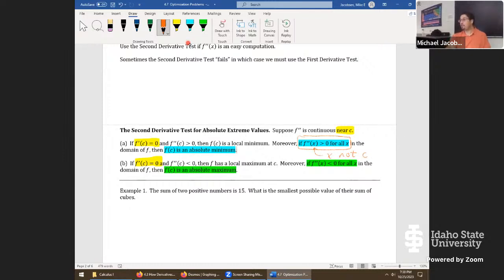We want the second derivative to be either always positive or always negative. That means there's really only going to be one extreme value. There will only be an absolute maximum, also the local maximum, or an absolute minimum, which will also be the local minimum. But there wouldn't be both on that function. So that's how that test works.